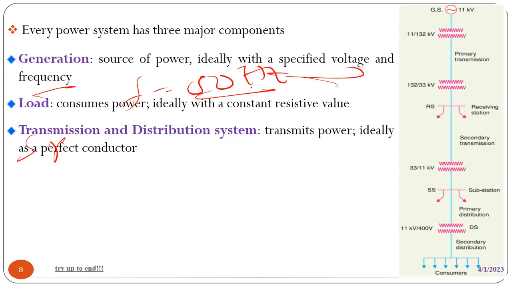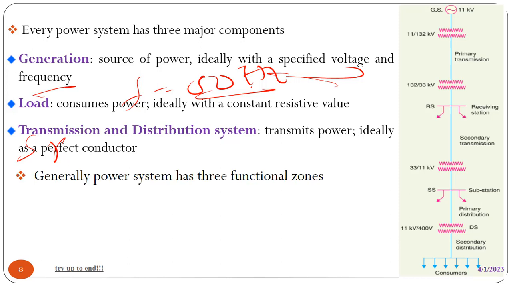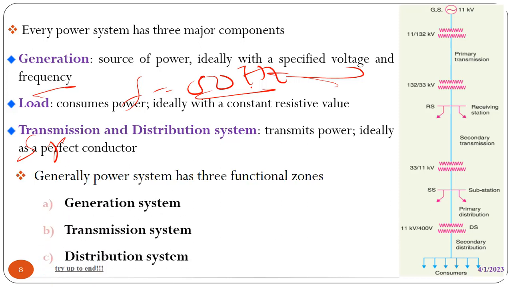A load consumes power, ideally with a constant resistive value. The transmission and distribution system transmits power, ideally as a perfect conductor. So generally, power systems have these three functional zones: generation, transmission, and distribution.